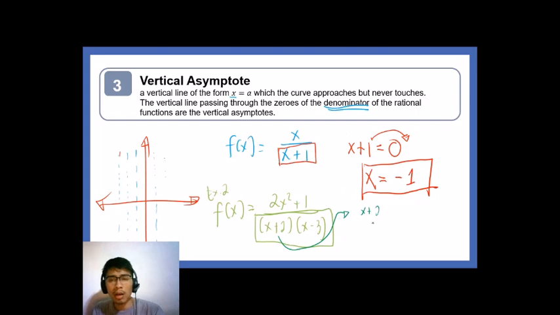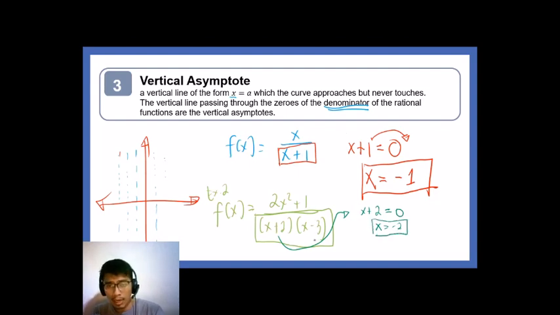Okay, so how am I going to identify my vertical asymptote here? I have to equate these two. As you can observe, I have two quantities, so it is already factored out. So I have to equate these two differently equal to 0. So it will become x plus 2 is equal to 0, so x is equal to negative 2. So this is my first vertical asymptote.